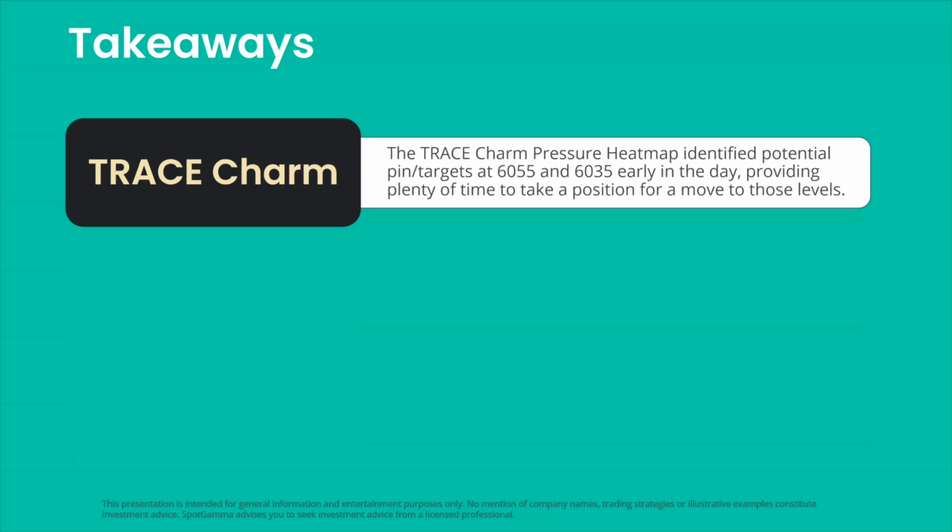Finally, the TRACE charm pressure heat map identified two potential pin targets at 6055 and 6035 early in the day, providing plenty of time to take a position for a move to one of those levels.